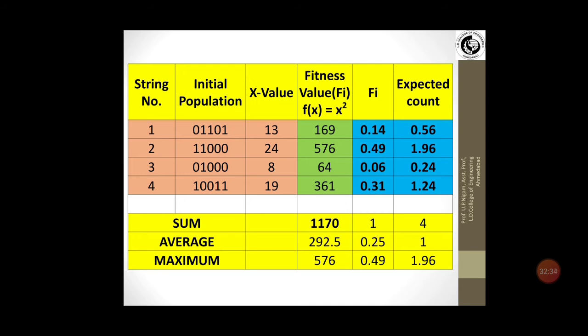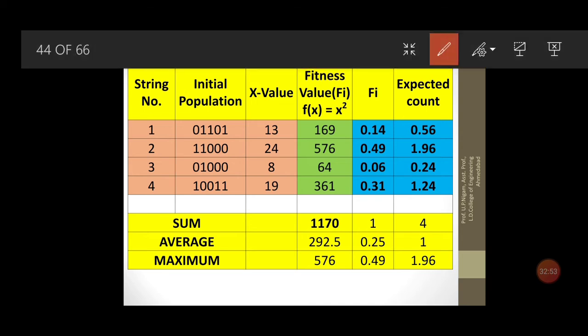Here it is written the string numbers 1, 2, 3, 4. The initial population is 01101, which is 13. Second is 11000, that is 24. Then 01000, that is 8. And the values are being written. So it is actually easy to understand. These values are actually directly squared.